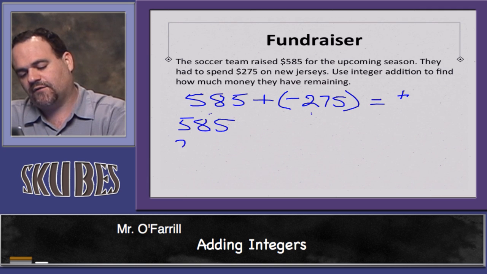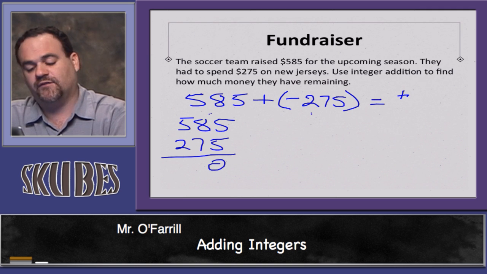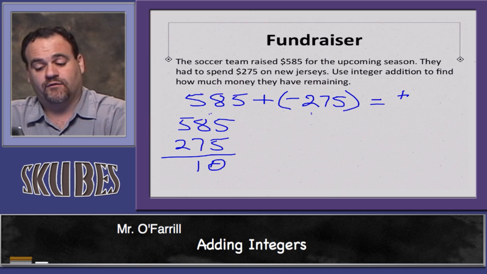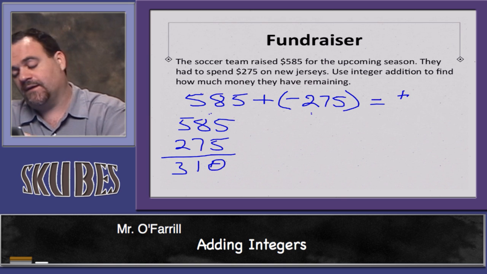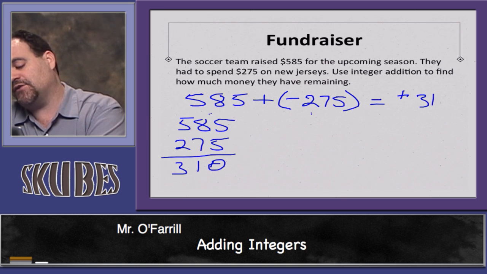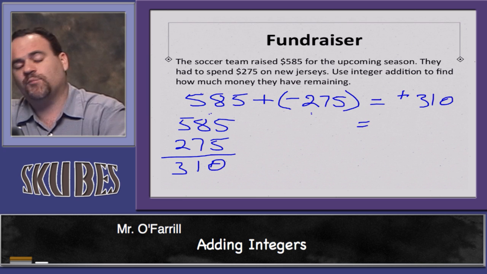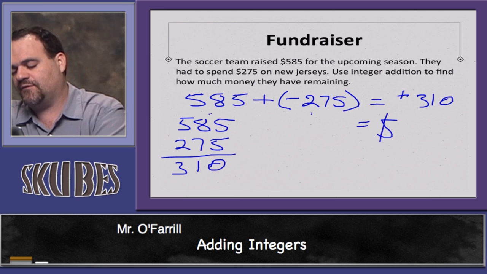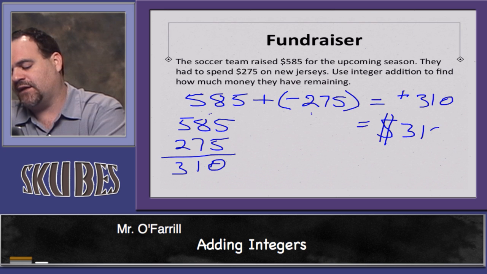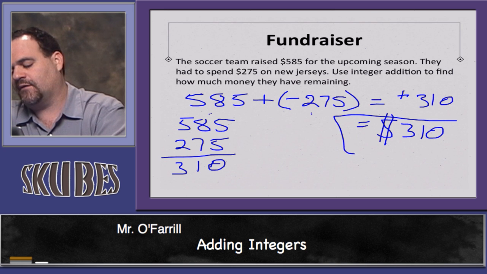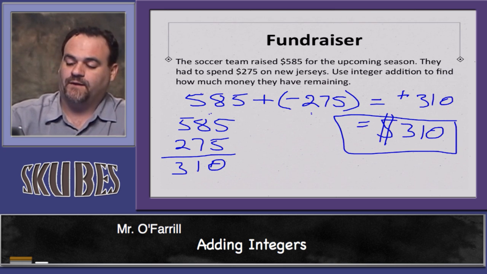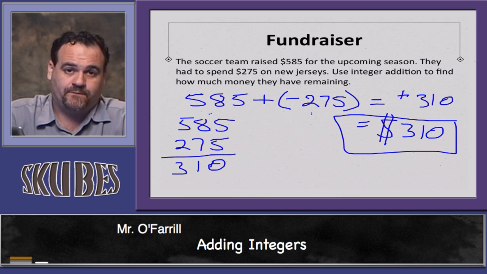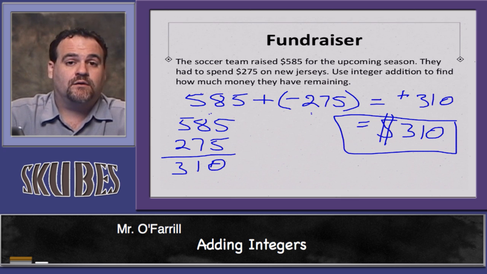585 minus 275. 5 minus 5 is 0. 8 minus 7 is 1. 5 minus 2 is 3. It's a positive 310. Or to put this back into the context of the problem, it is a positive $310. And that's how much money they have remaining. That's how you add integers.